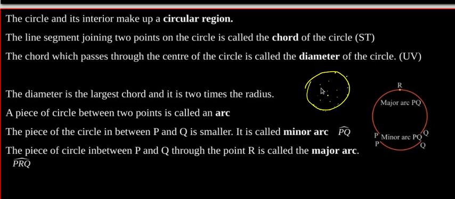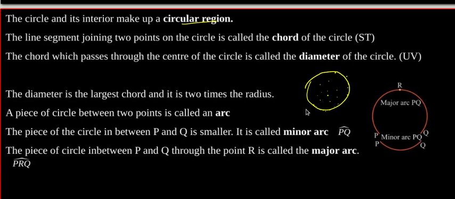Circular region means the collection of points inside the circle as well as the points on the circle. Circle means only the collection of points on the circle.